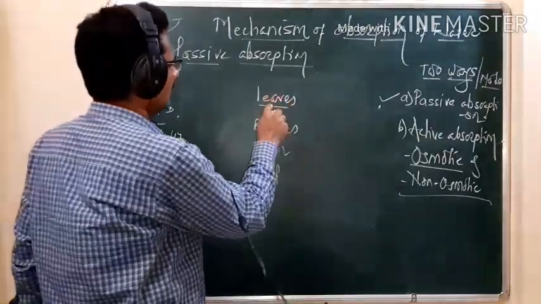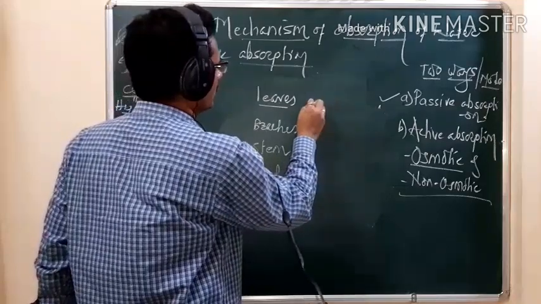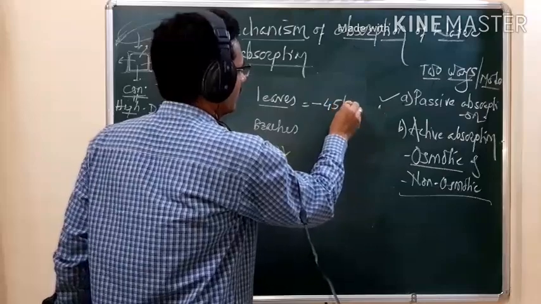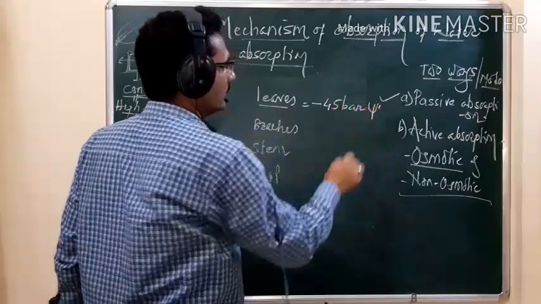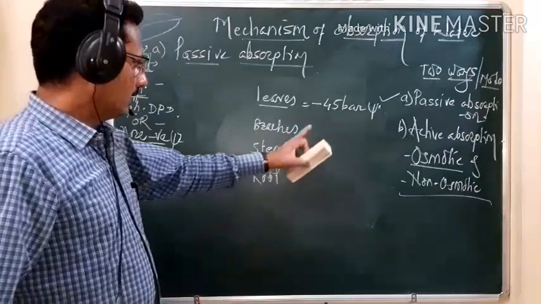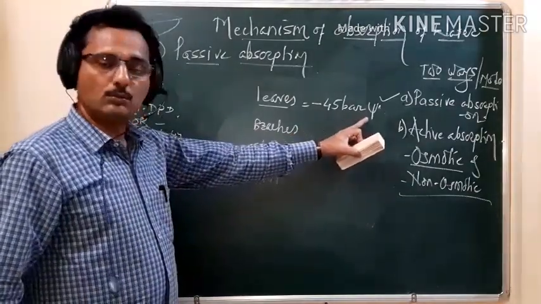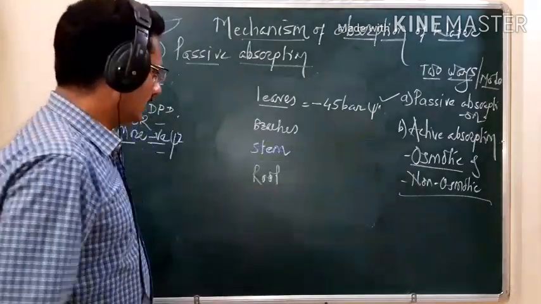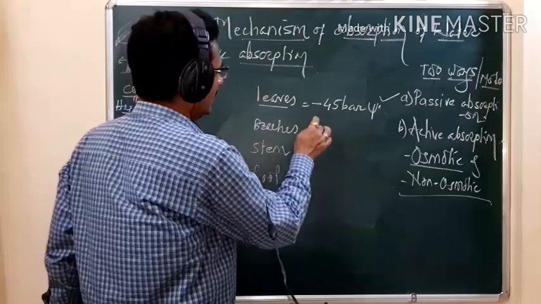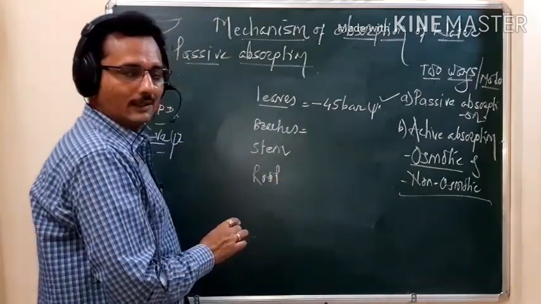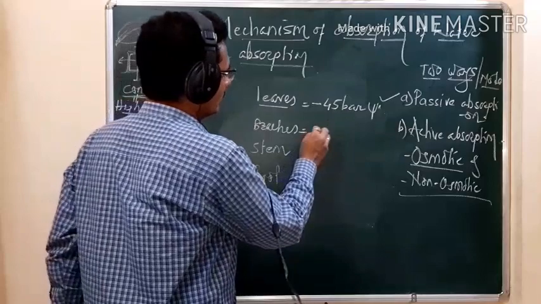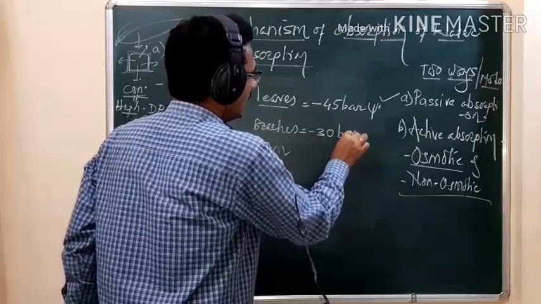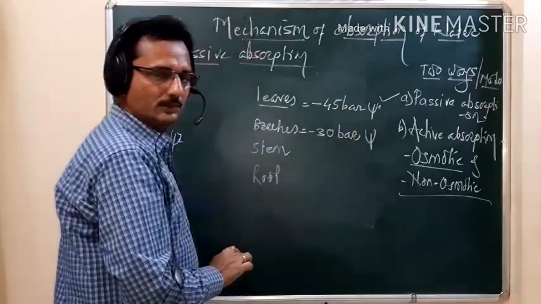See, suppose the leaves have a water potential of minus 45 bar. Water potential, so for that we use the letter psi. They have minus 45 bar water potential because of the continuous transpiration. Automatically, in the branches, they have a little less negative water potential. Suppose that water potential is minus 30 bar.